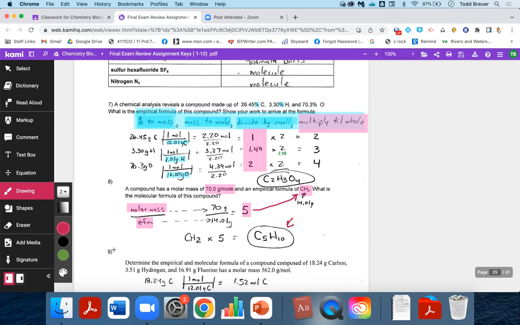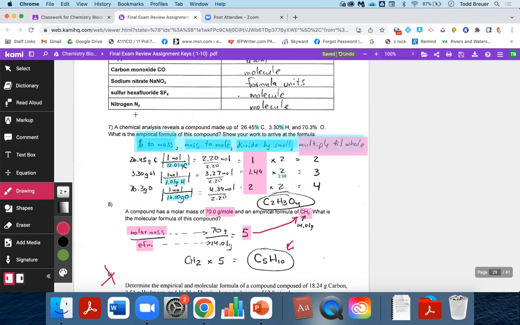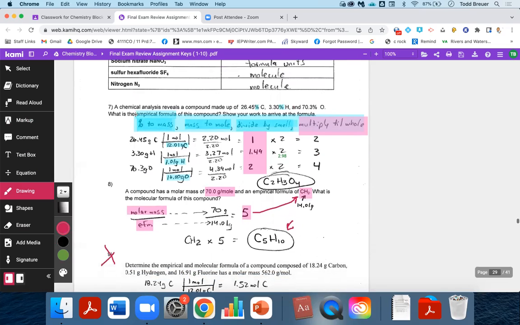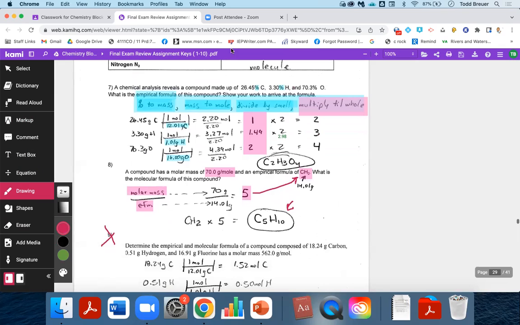So CH2, we multiply each part of it by 5, and we arrive at C5H10. We won't worry too much about number 9, but number 9 is really just a marrying of what we did in number 7 and number 8 together. That's probably a little too complex for the time we have on exam day. So don't stress too much about item 9.